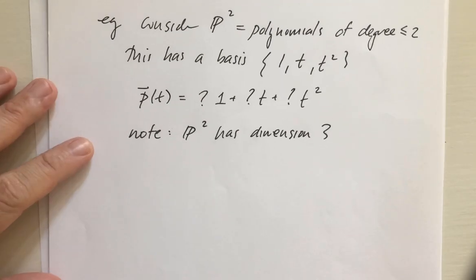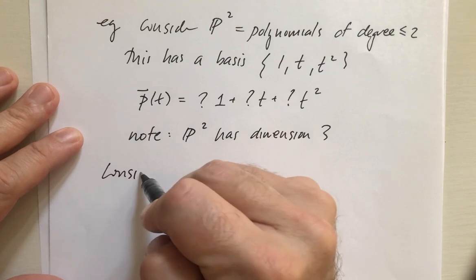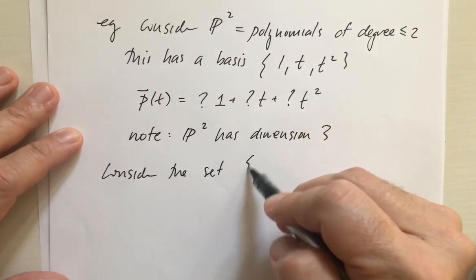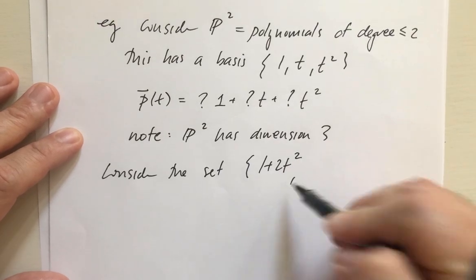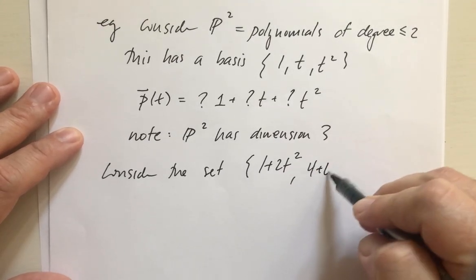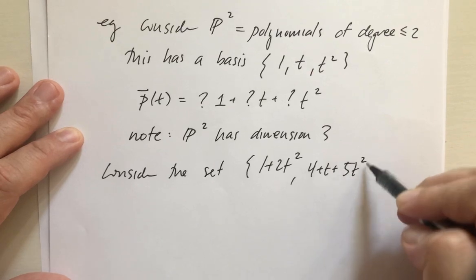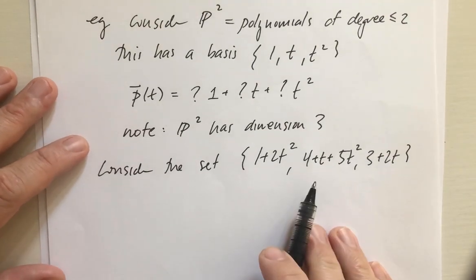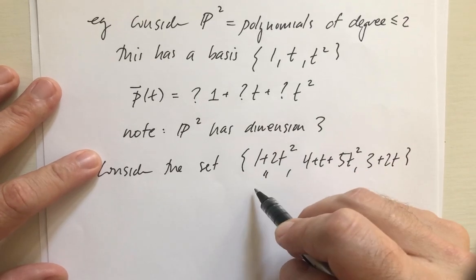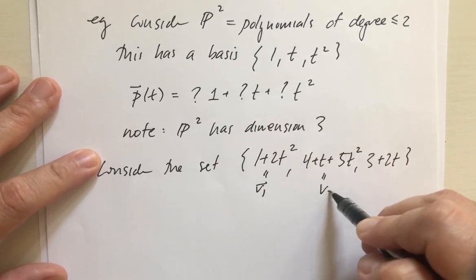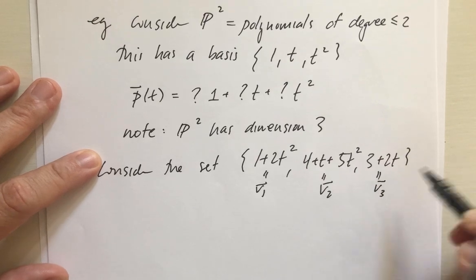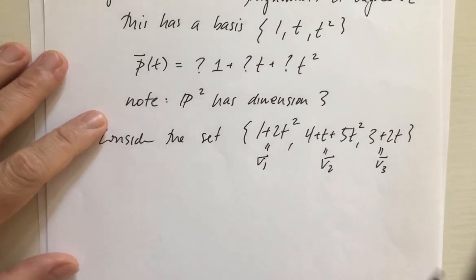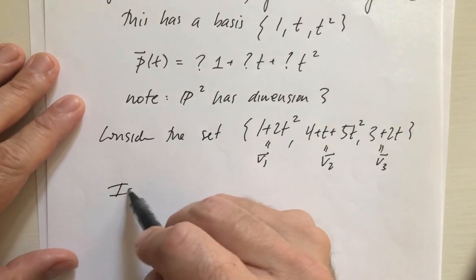And now what I want you to do is to consider the set: let's say 1 plus t squared is my first element, 4 plus t plus 5t squared is my second element, and then let's take 3 plus 2t. So this is a collection of vectors, if you like, kind of like v1, v2, v3. These are vectors in the space of polynomials. And I want to know, is this set linearly independent?